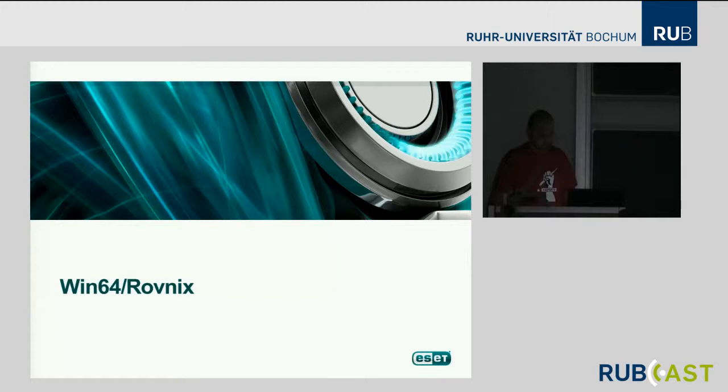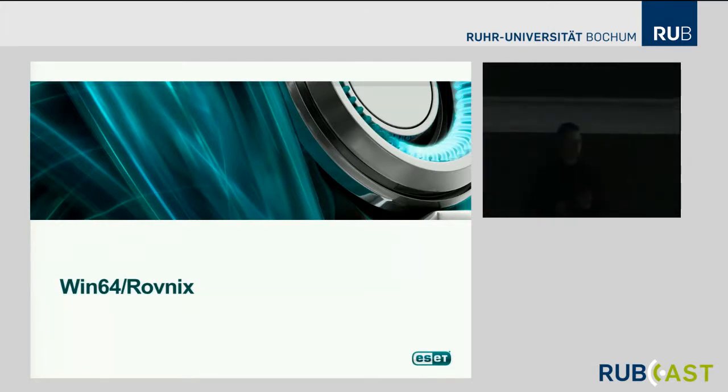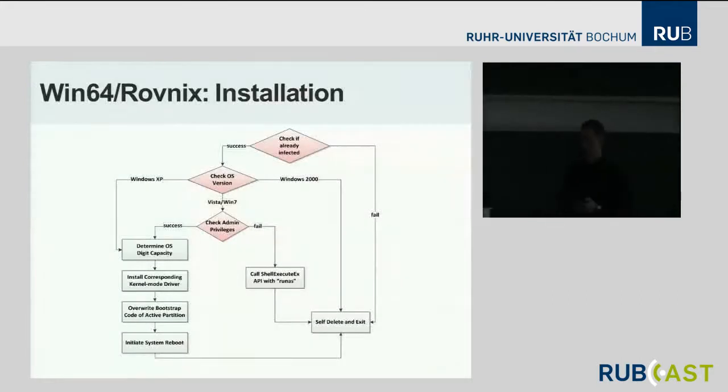The second malware we are going to be talking about is the Rovnix bootkit, which uses a rather different technique, but it also exploits the preboot environment. It is loaded before the operating system to gain control. So we'll start with the installation algorithm here. Let's see here again that it checks the operating system and whether the machine is already infected with this instance of the malware. And it checks administrative privileges.